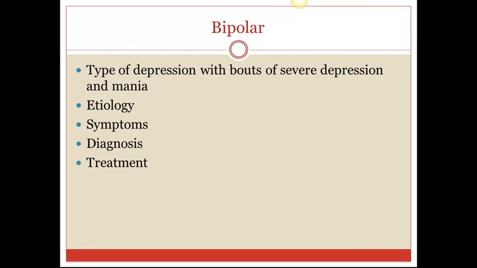Bipolar is a type of depression with bouts of severe depression and mania. The etiology is unknown. Current theories say genetics and biochemical deficiencies are the cause. Symptoms are mania, which is generally an extreme euphoria with increased energy, restlessness, and rapid thoughts.